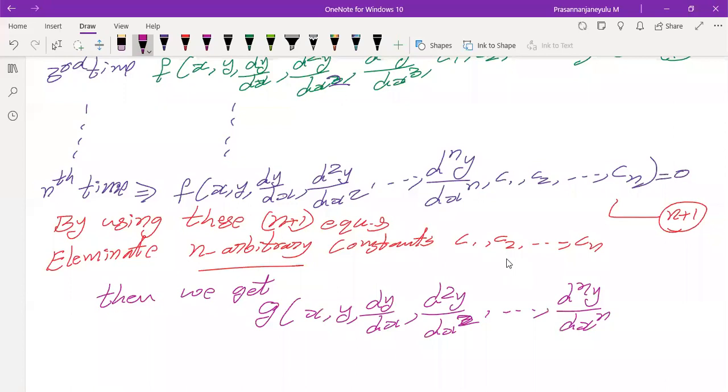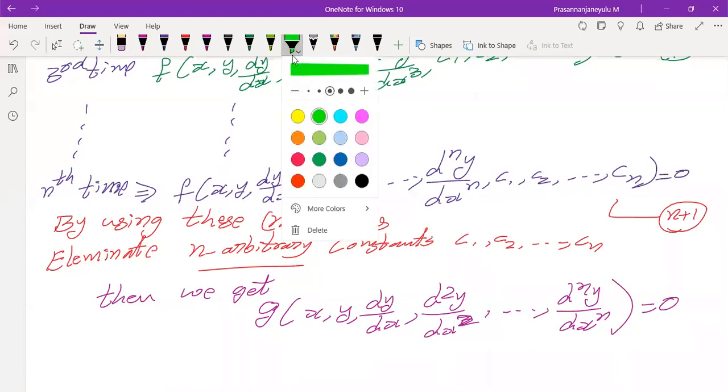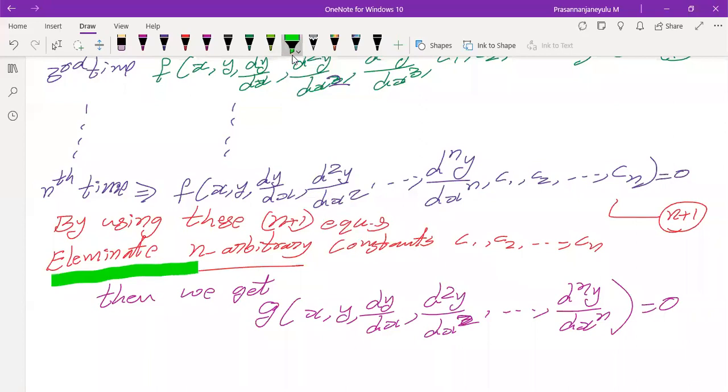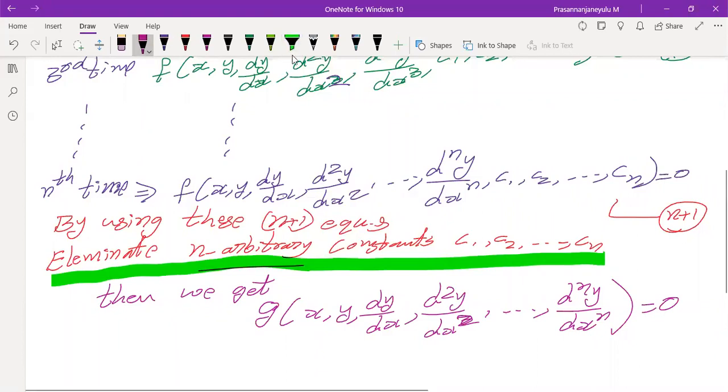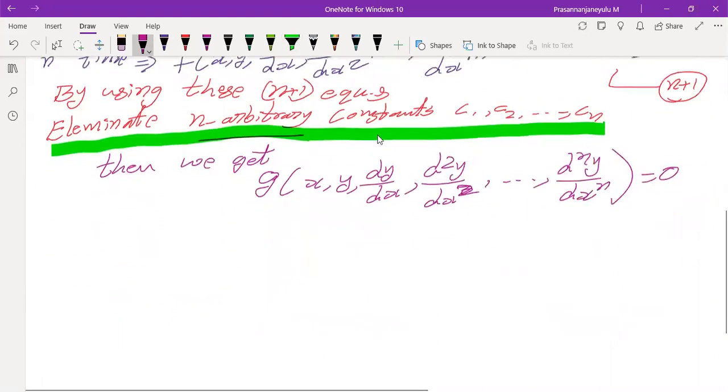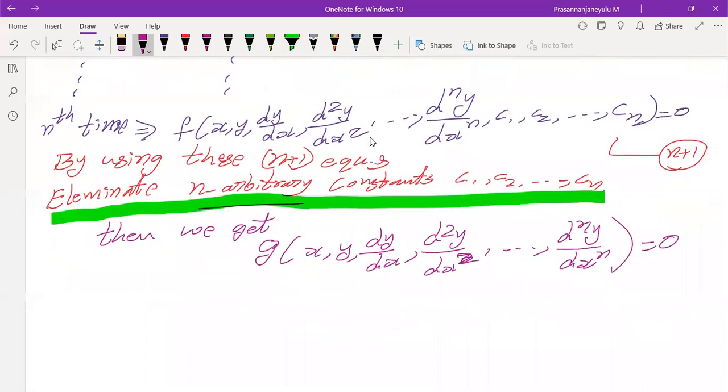We will get it or not? No, we will not get. It is equal to 0, because we have written here the point is eliminating arbitrary constants C1, C2, and so on, Cn. This is a very important step. So after eliminating, we are getting this. Whatever we are getting is the required differential equation.